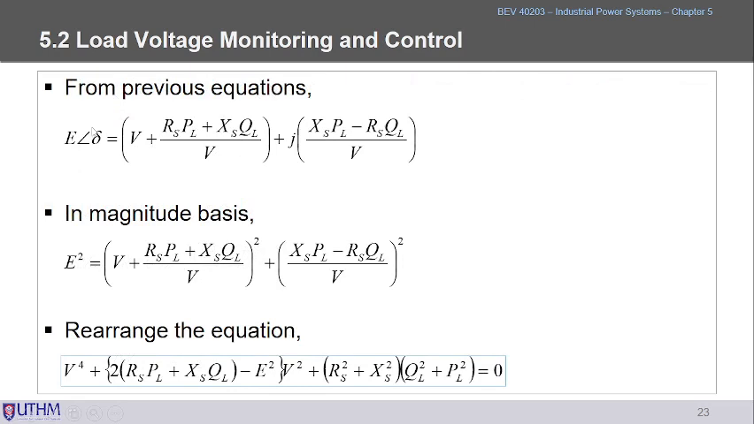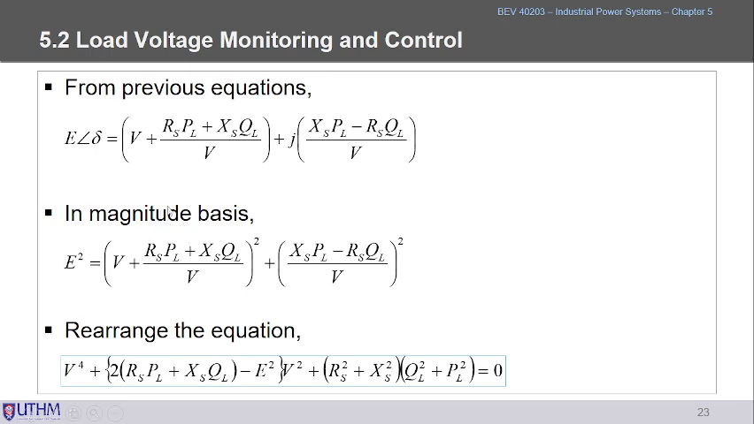Right, from the previous equations we have E angle del. Del is the angle variation, the angle difference between E and V. It is equal to V plus del V. V plus del V is equal to E. So del V means the voltage drop, and the voltage drop plus V is equal to E. Then we try to rearrange everything here, so that we will have the magnitude only.